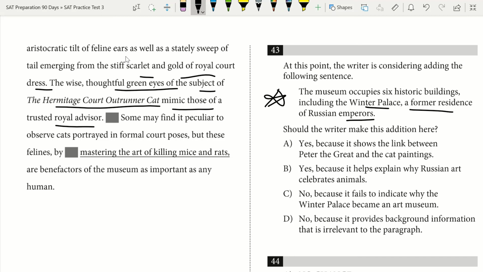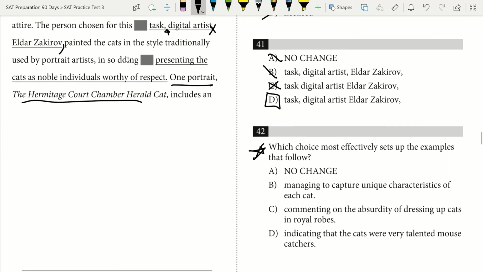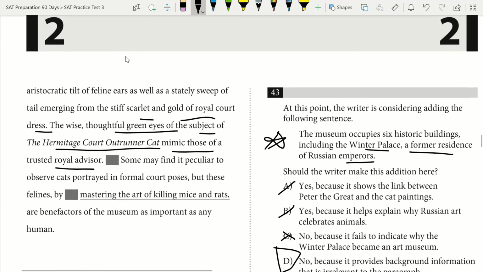Should the writer make this addition here? Answer is no, because it's pretty unrelated. It's kind of irrelevant to the paragraph, so our answer there would be D for number 43. Okay, what else do we got? Did we answer 42? No, we haven't. So which choice is setting up the examples that follow? We got to read on some more.